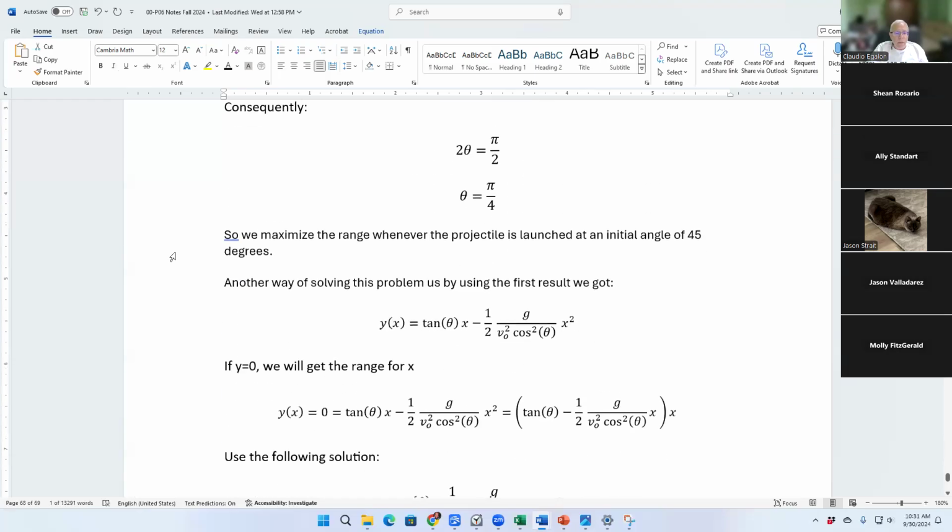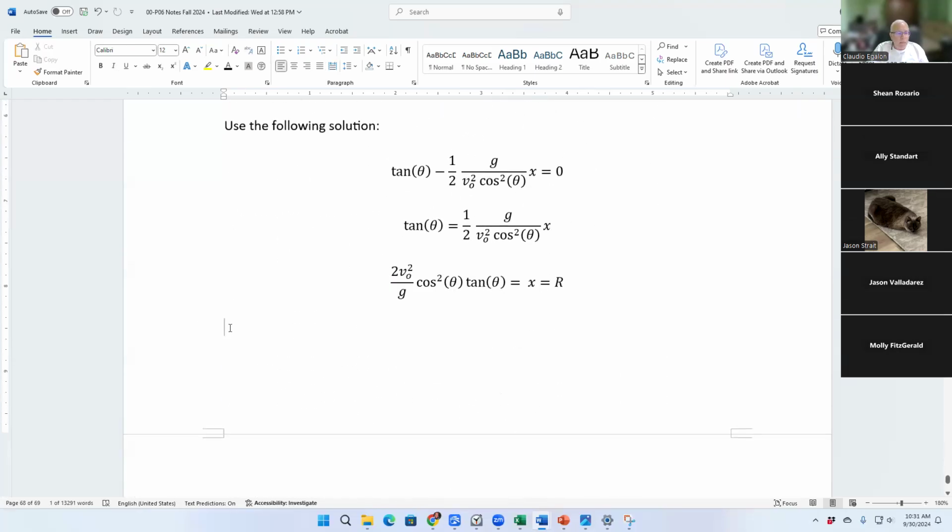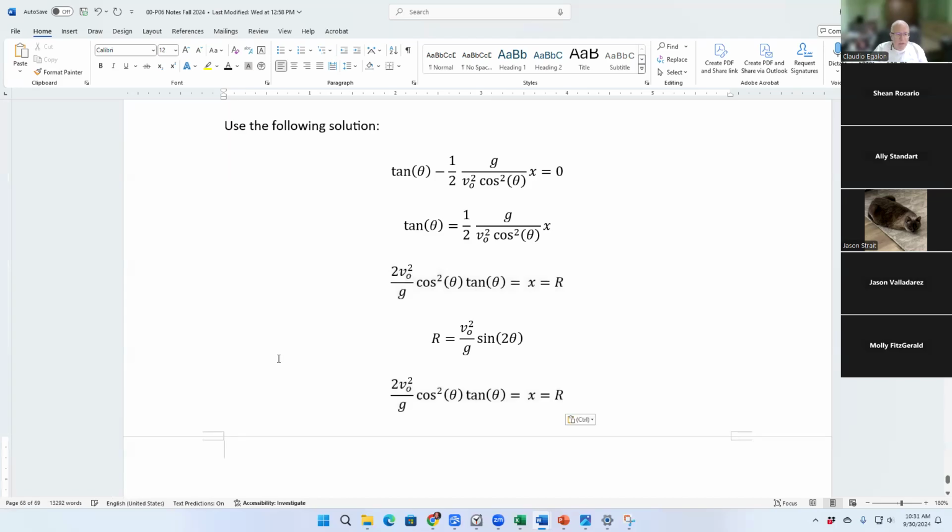Not yet, right? Compare what we got before. We got something like that. The V naught over G we have here. We do not have the 2, we do not have the cosine square, we do not have the tangent theta. But we can continue working in this equation to see if it reduces to this equation, right?